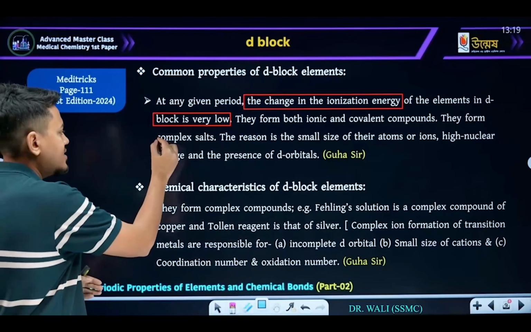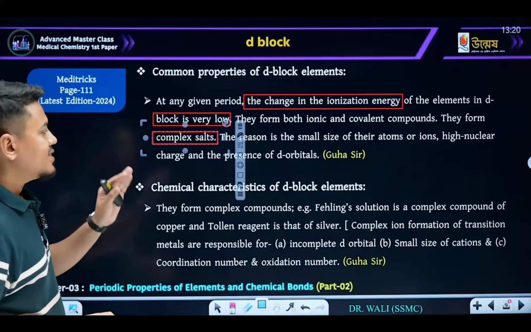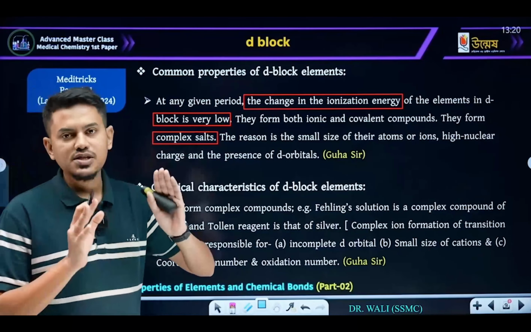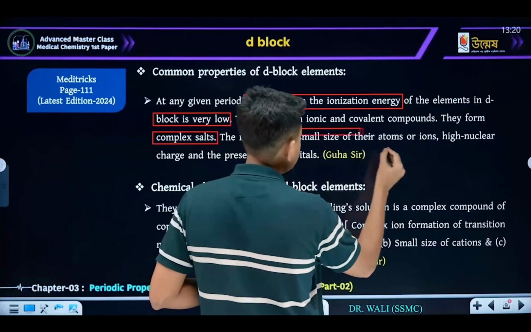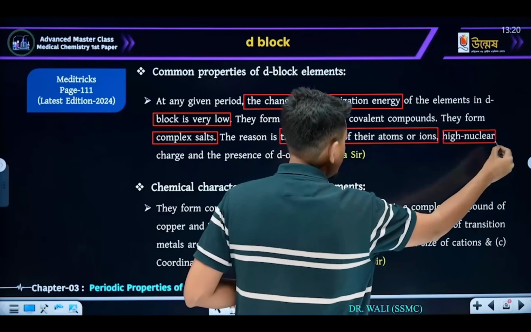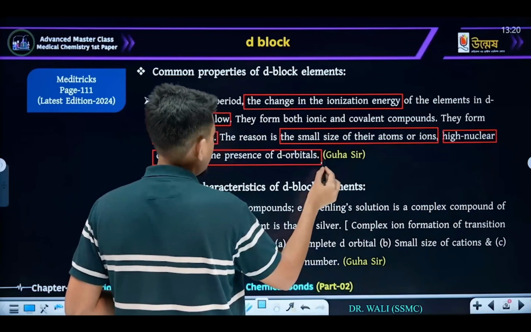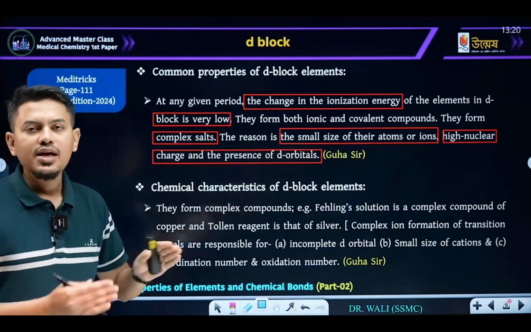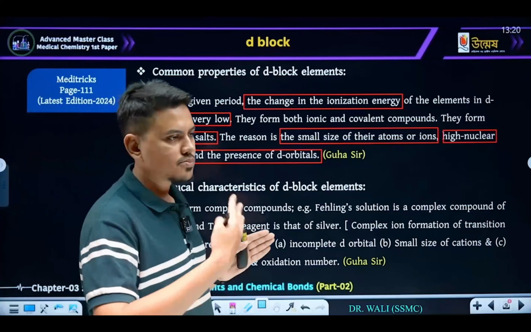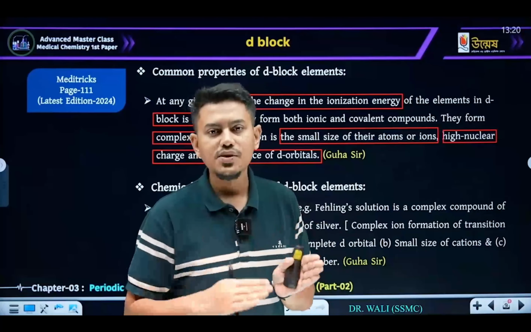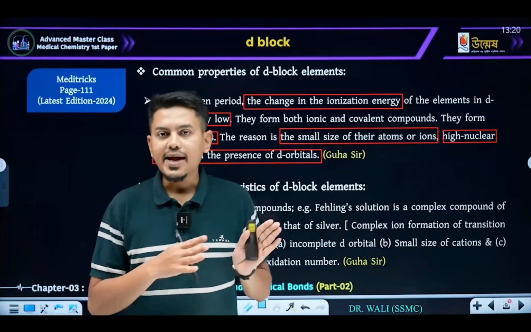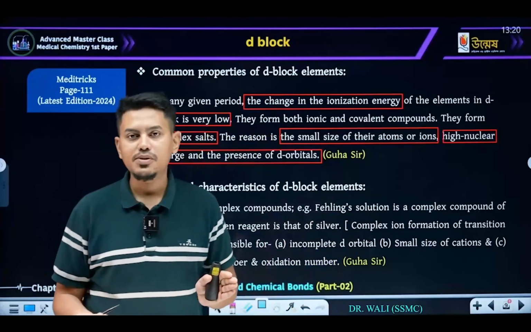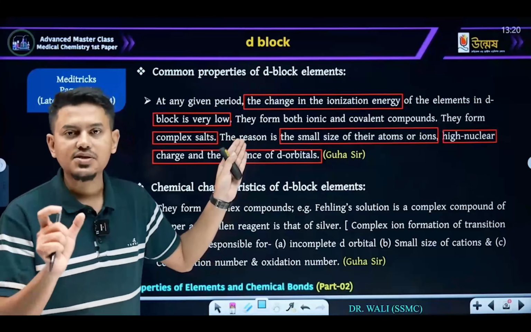They form complex salts. These are the properties of transition elements. The reason for the narrow change in ionization energy is the small size of their atoms or ions, and also their high nuclear charge, and the presence of d orbitals is also responsible for this property. So we should know that the change in ionization energy is very negligible. I mean, iron, cobalt, nickel are adjacent to each other. In p block and s block, adjacent metals show much difference in ionization energy, but due to similarity in their properties and the presence of d orbitals, the change is very narrow.